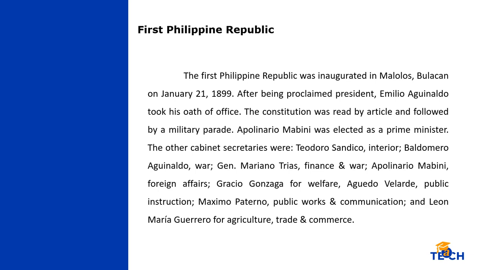The other cabinet secretaries were Teodoro Sandico for the Interior, Baldomero Aguinaldo for War, General Mariano Trias for Finance and War, Apolinario Mabini for Foreign Affairs, Gracio Gonzaga for Welfare, Aguedo Velarde for Public Instruction, Maximo Paterno for Public Works and Communication, and Leon Maria Guerrero for Agriculture, Trade, and Commerce.